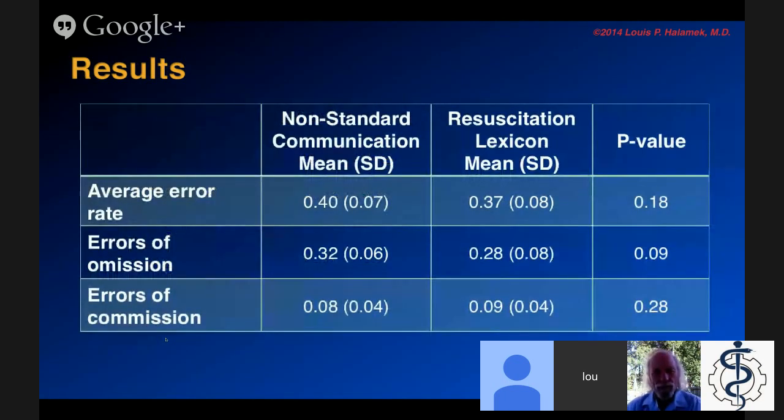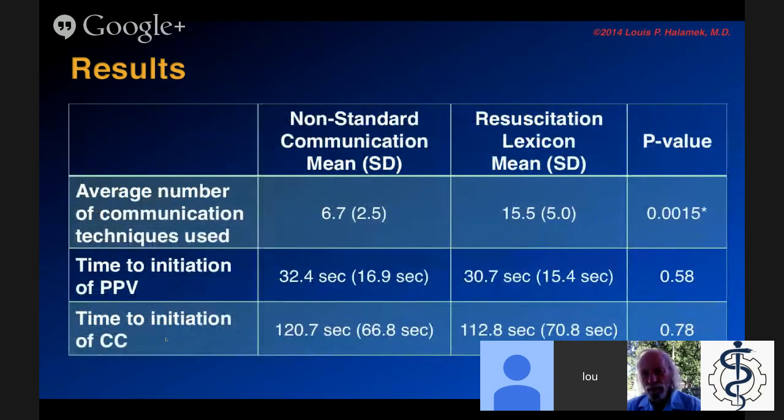And my results showed that while I didn't have enough study subjects to make this statistically significant, I was able to show a trend in improvement in the average error rate, as well as the errors of omission, and approximately the same number of errors of commission. And when I looked at the average number of communication techniques used, there was almost double the number of techniques used in the resuscitation lexicon scenario, so my nurse confederates did perform as I had asked them to.